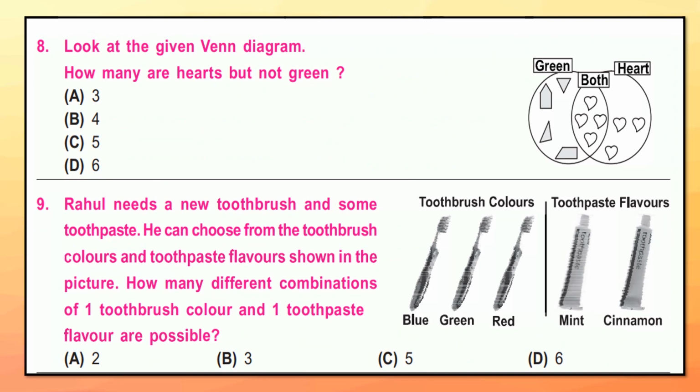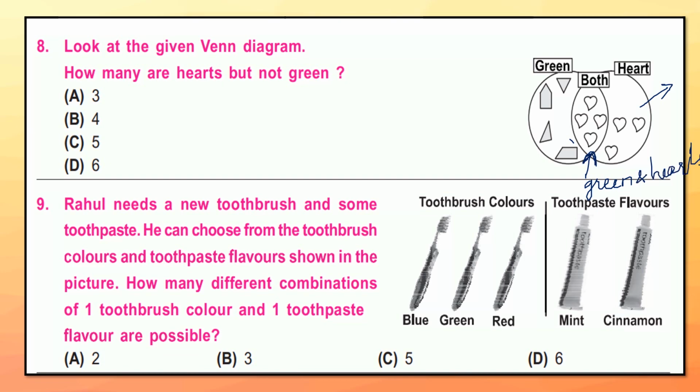Question number 8. Look at the given Venn diagram. How many are hearts but not green? So we need to say how many are hearts but they are not green. So this particular portion means they are both green and they are also hearts.